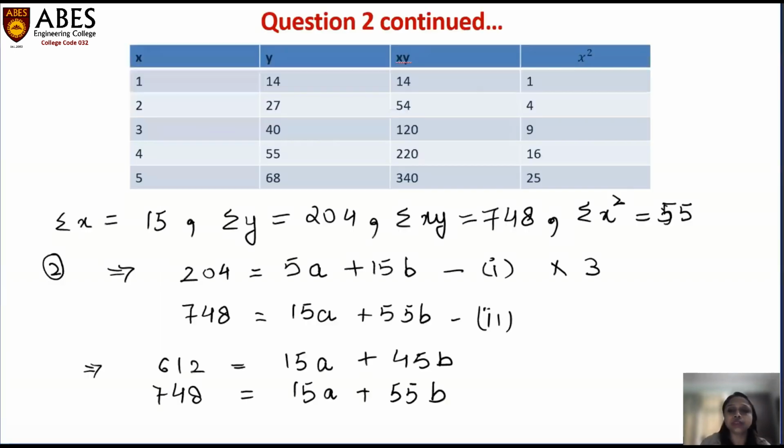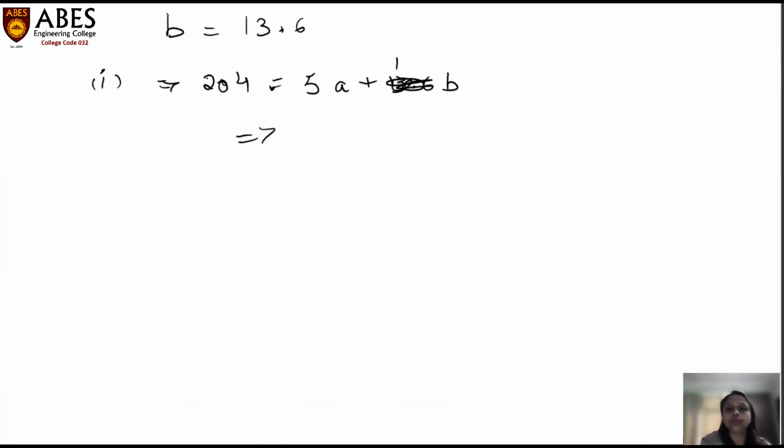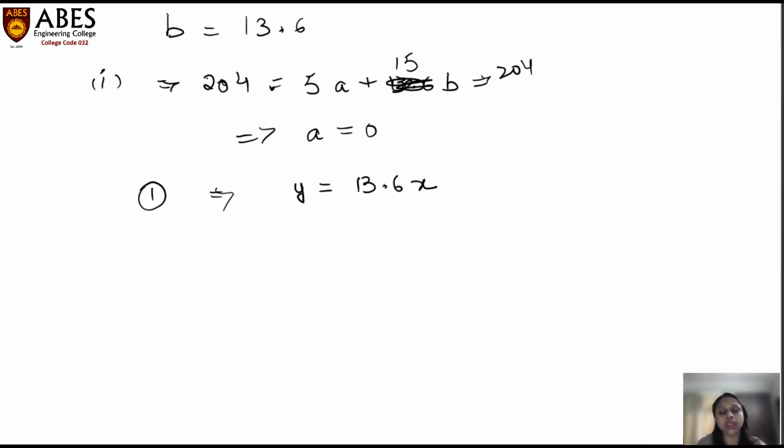Here we have 15b. So here we will get a as 0. This comes to be 204 only. So here comes a as 0. So my first equation, that is the equation of a straight line, will be y equal to 13.68x. This is the best approximation to the curve for a straight line.